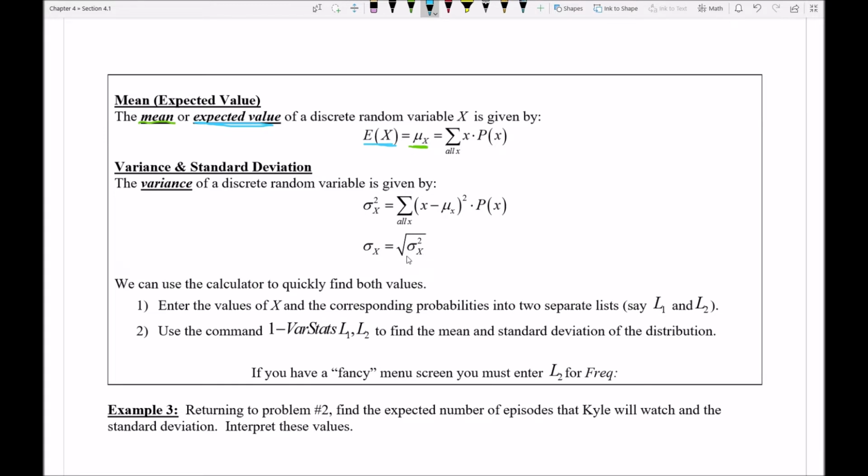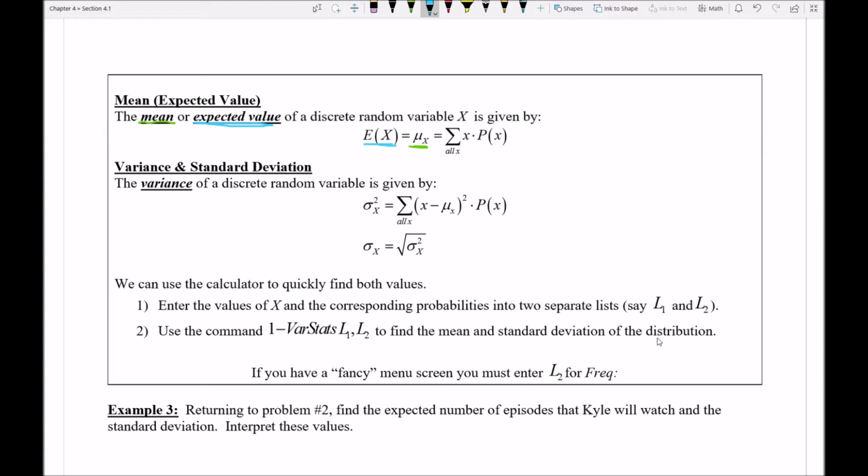Now again, we will never really have to find these values by hand. Instead, we're going to use the calculator to quickly find both of these values. And I have commands here for exactly how I would do that. I would enter the values of x and the corresponding probabilities into two separate lists on my calculator, L1 and L2. And then I would use this var stats command to find the mean and standard deviation for my distribution. So let's take a look at how to do that.